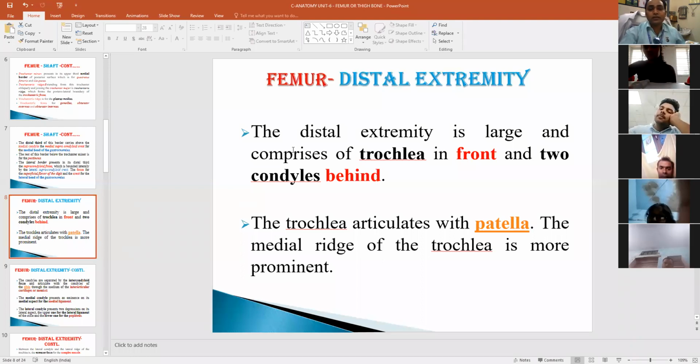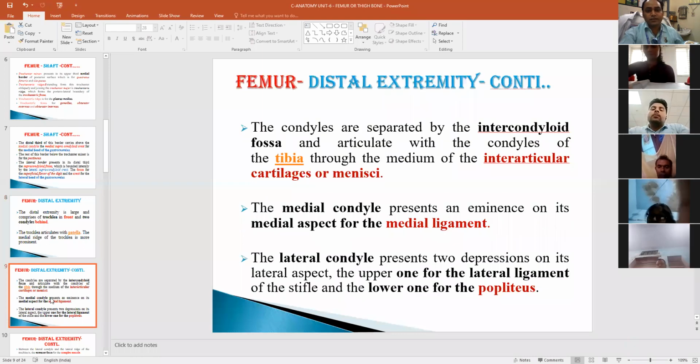Exactly right. So the first slide shows that the distal extremity is large, comprising the trochlea in front and condyles behind. The trochlea comes in contact with the patella and forms a joint, the femoropatellar articulation. The medial ridge of the trochlea is more prominent as compared to the lateral ridge. Next, the condyles are separated from each other by a fossa, known as the intercondylar fossa, as we have already seen in the previous picture, and articulate with the condyle of the tibia through the interarticular cartilage known as menisci.